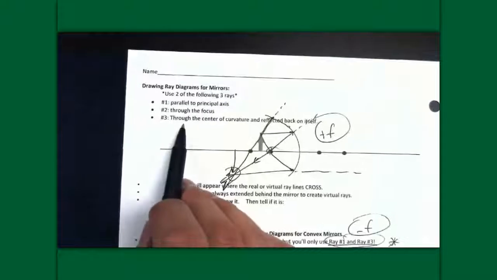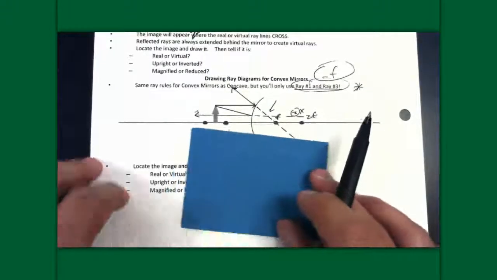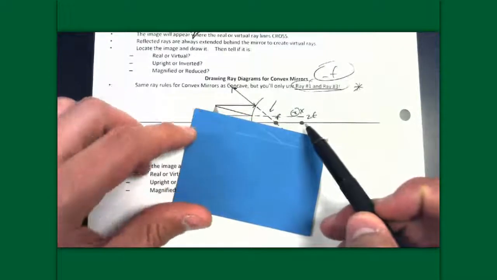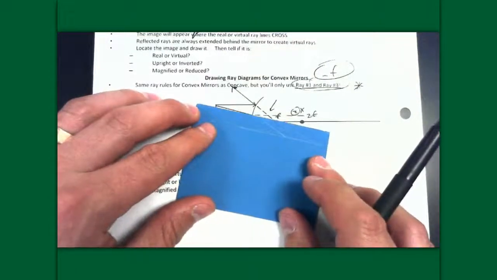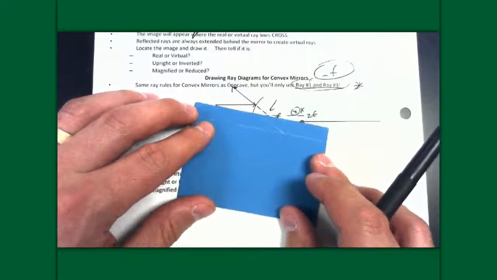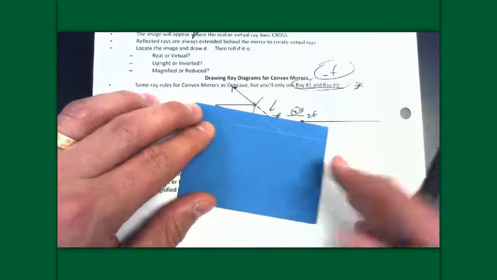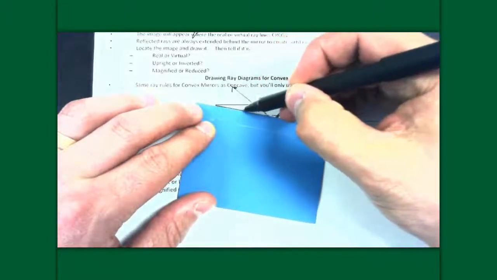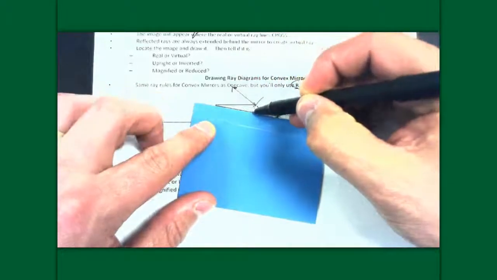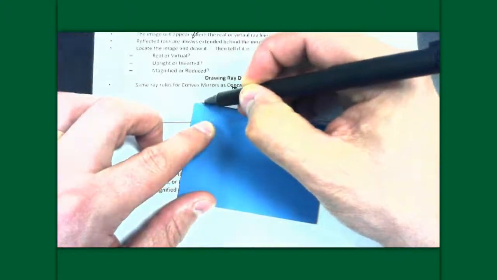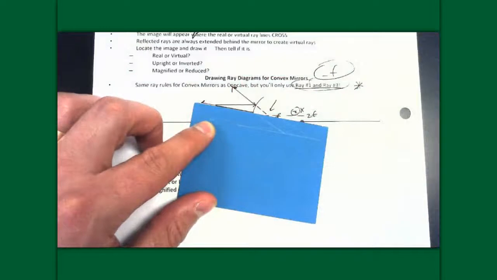Number 3 goes through the center of curvature and it's reflected back on itself. That's pretty easy to do. Here's our center of curvature back here. So we're going to start from the tip. Don't go through the focus. We already did that one. Go through the center of curvature. Real ray goes here. Again, cannot pass the mirror, so it gets reflected back on itself on a line that goes through the center of curvature.